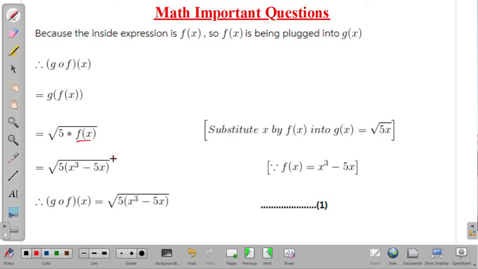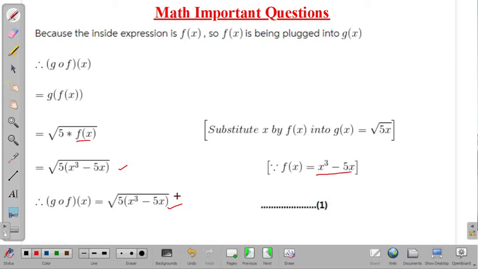So this is square root of 5 into f(x), and we know f(x) is given as x cube minus 5x. So substituting f(x) we will get square root of 5 multiplied by x cube minus 5x. Therefore (g∘f)(x) equal to square root of 5 into x cube minus 5x.